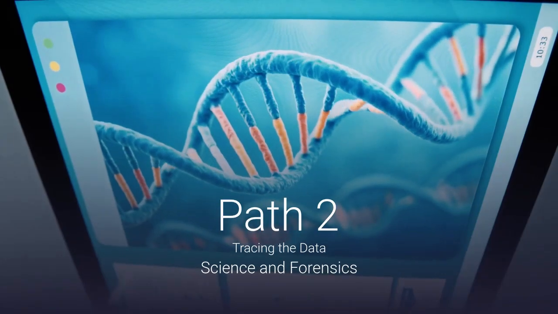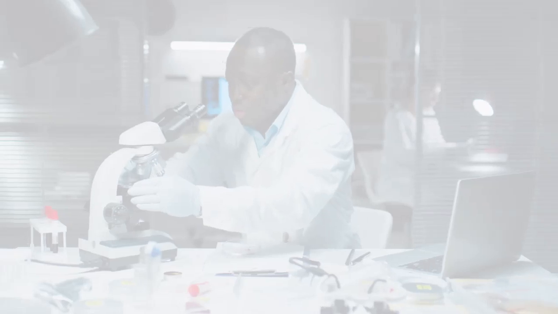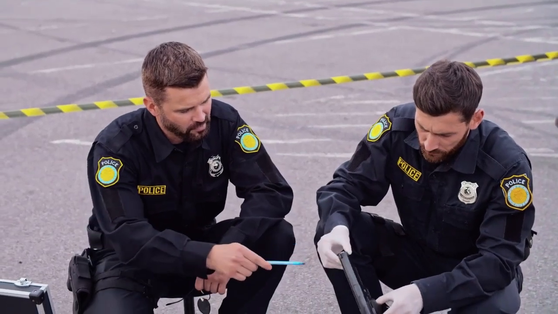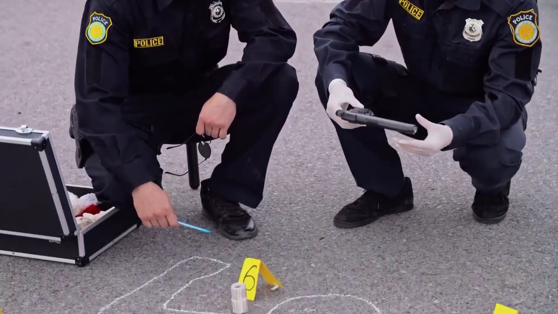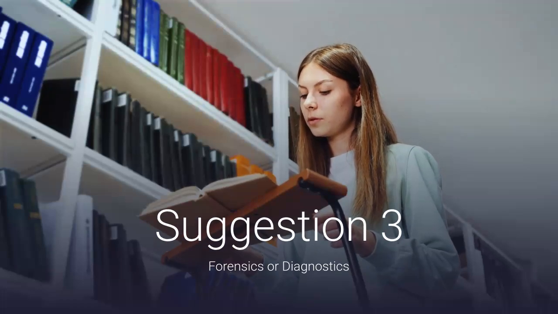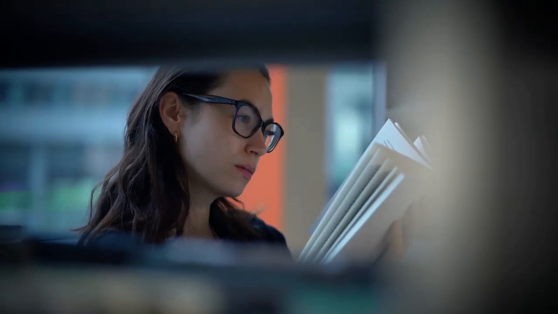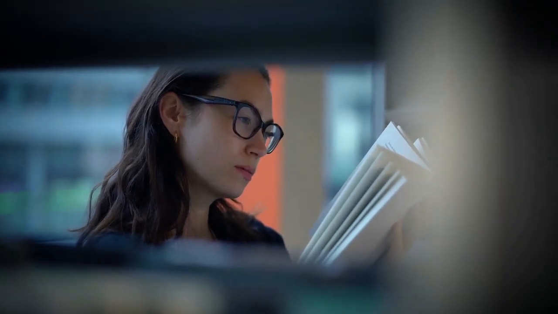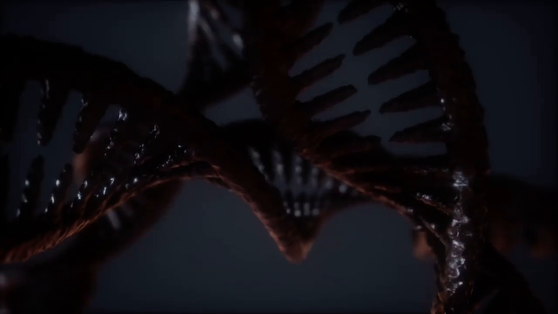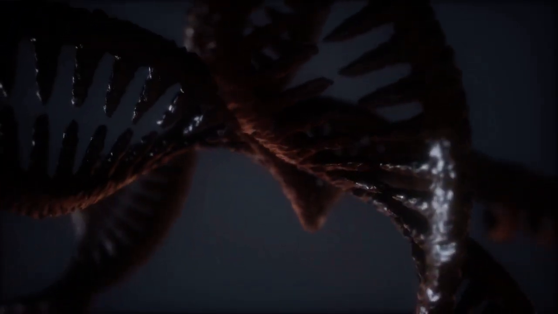Path 2. Tracing the data. Science and forensics. The scientists and true crime fans will love this one. Trace here means following evidence or a sequence of events to a conclusion. Reading suggestion 3. Forensics or diagnostics. Read a book about a crime scene investigation or a medical diagnosis. The author is literally tracing a chain of evidence, DNA, or symptoms to solve a modern-day puzzle.